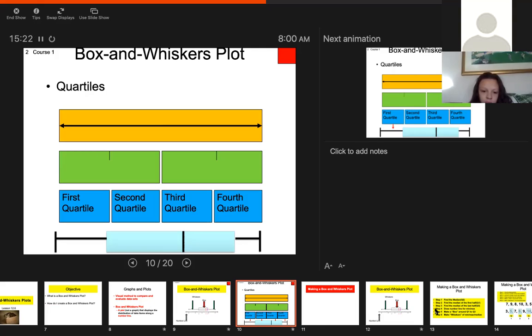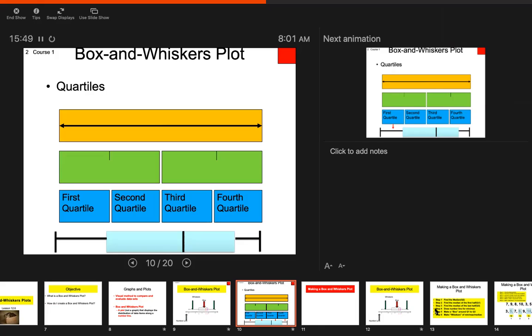I got 12 numbers now, right? We got to break them up into 4 equal parts. Here's your first 2 numbers. Here's your second 2 numbers. Here's your third 2 numbers. Here's your fourth 2 numbers. We got to put those on a number line. Notice there's a big break between 3 and 7. That's why things can get stretched out, because the size of your box and whisker plot depends upon the numbers in your data set.